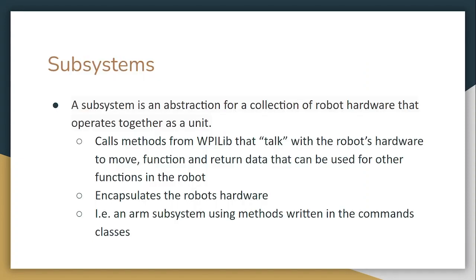Next, we have subsystems. A subsystem is an abstraction for a collection of robot hardware that operates together as a unit. It calls methods from WPILib that talk with the robot's hardware to move, function, and return data that can be used for other functions in the robot. It encapsulates the robot's hardware, and for example, an arm system, using methods written in the command classes, uses those methods to control the robot.